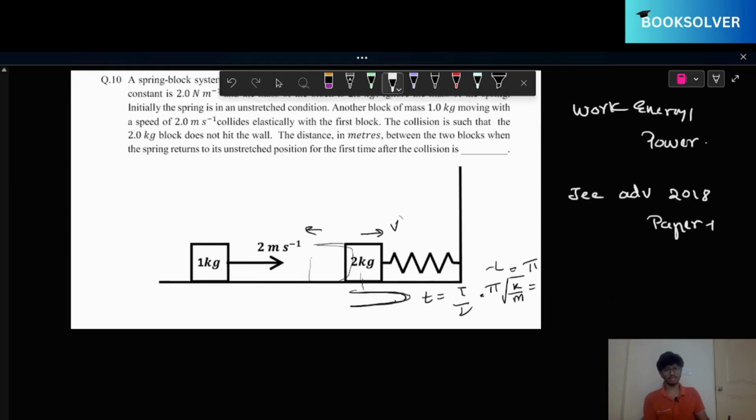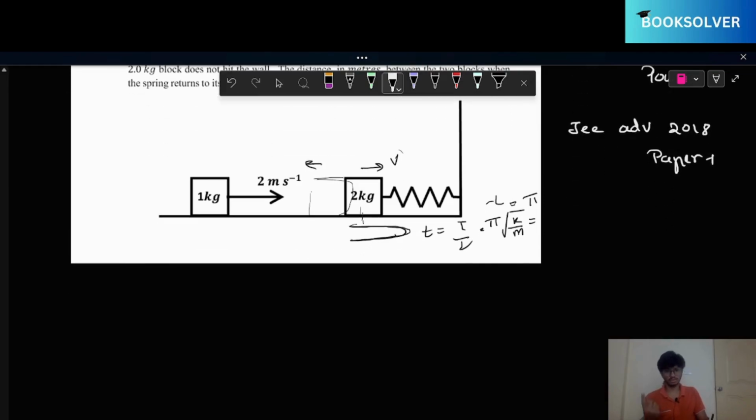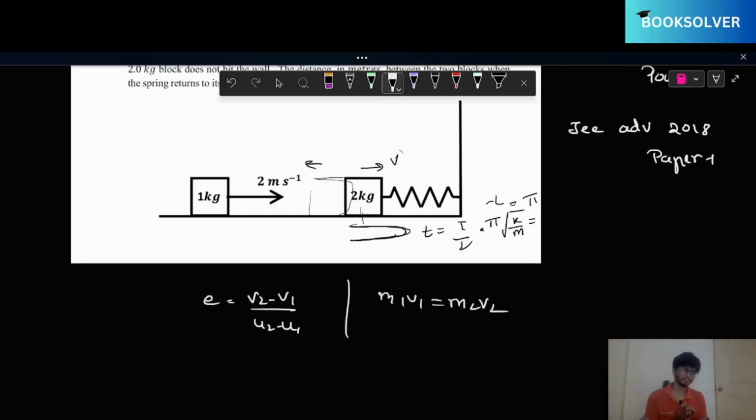Method 1 is solving equations. You know, there are two equations. You'll get that e is equal to (v2 minus v1) by (u1 minus u2), and then we have m1 v1 equals m2 v2, conservation of momentum. The second method is that with these two equations you can memorize the velocity formula, the result.